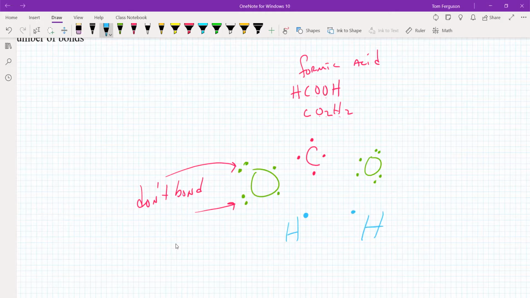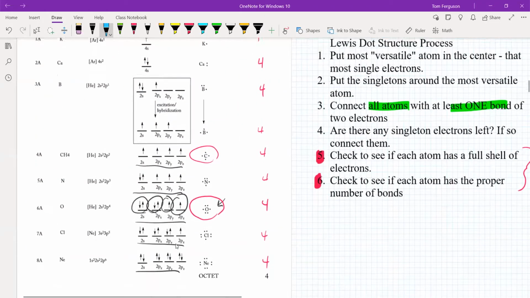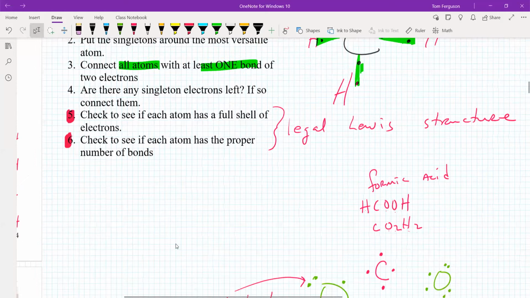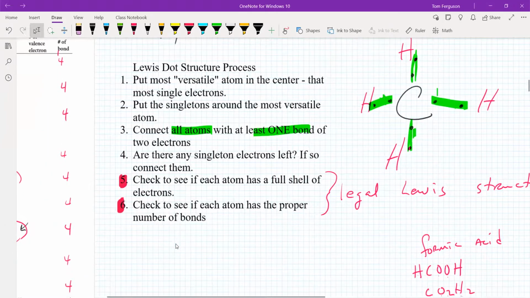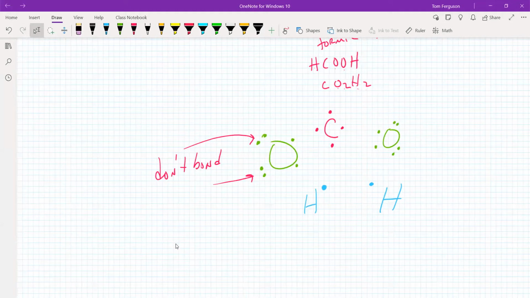Okay, is everyone okay with what we're doing now? Now, this is probably the first time you've seen this, but what we're doing is we're taking a formula and we're trying to make some structures out of it. Okay, and remember, sometimes we can make multiple structures since they'll have a legal Lewis structure because number 5 and number 6 are obeyed. Okay, so step number 3 is connect all the atoms with at least 1 bond.